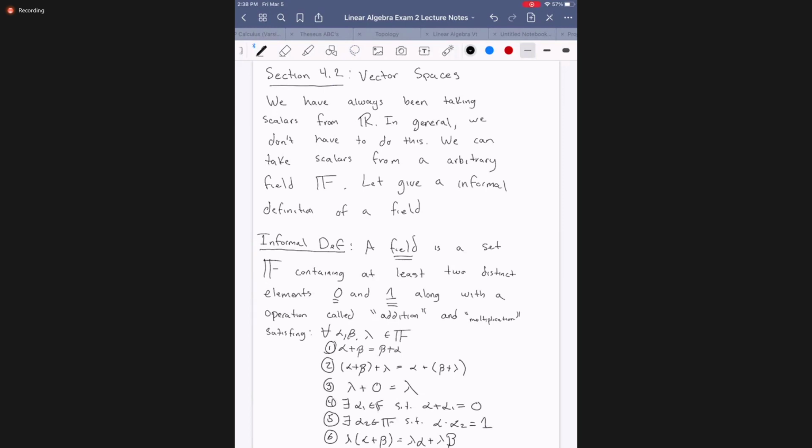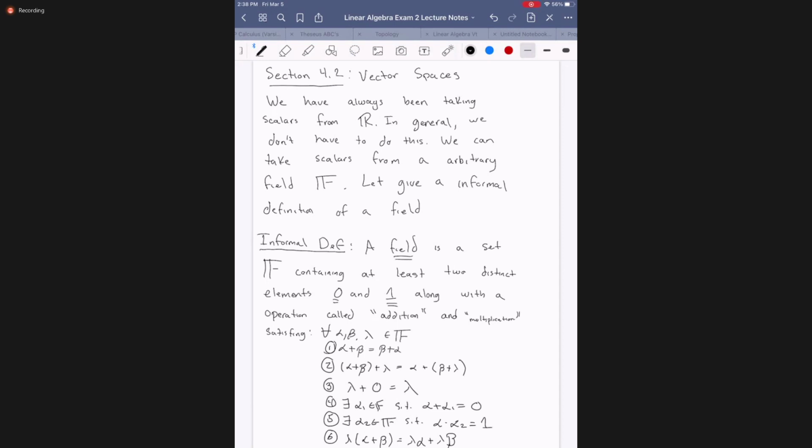So I took basically the concept of the field and I tried to condense it into something that is understandable. But yeah, you can just think of this thing as a set of things where you have this thing called addition, multiplication, and this thing called a 0 and a 1, and it satisfies all this. That's what a field is.